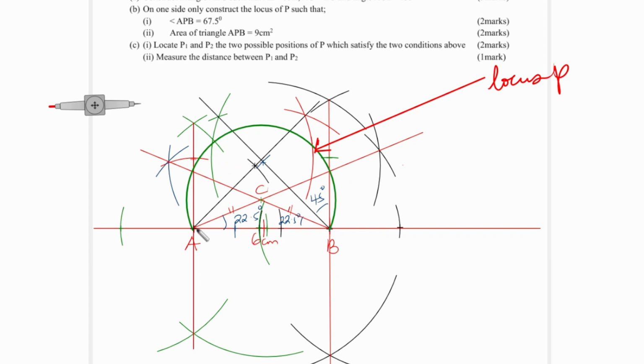Any triangle that we make with AB as the base, AB will be the base. So one thing that we need to identify so that we can know exactly where P will lie anywhere on this arc that we've drawn here.